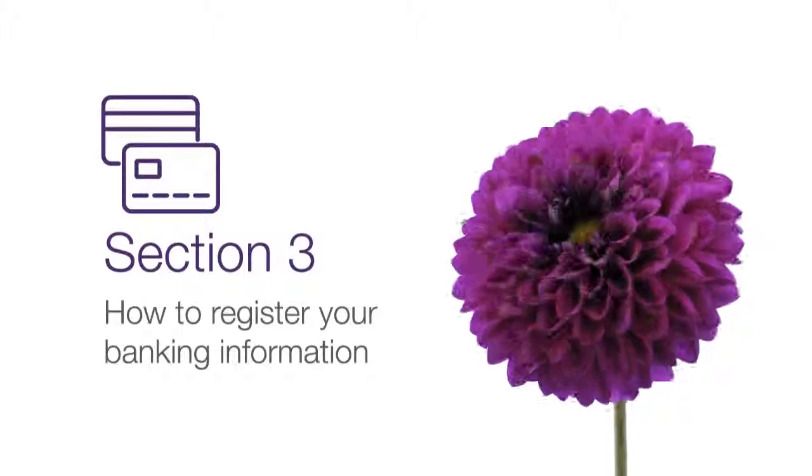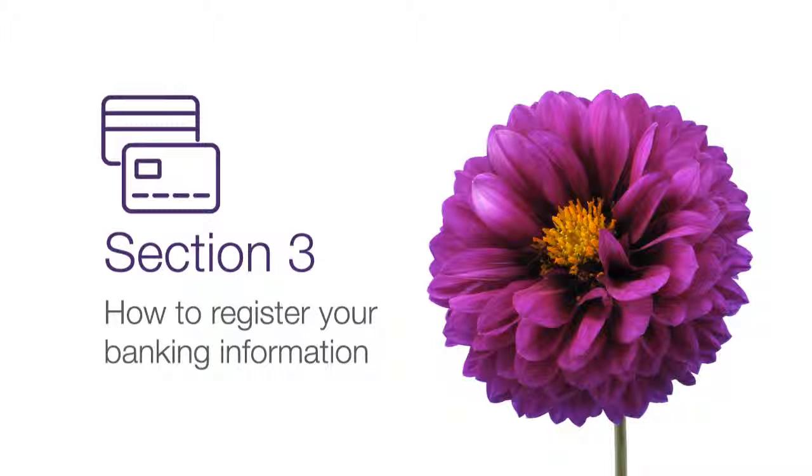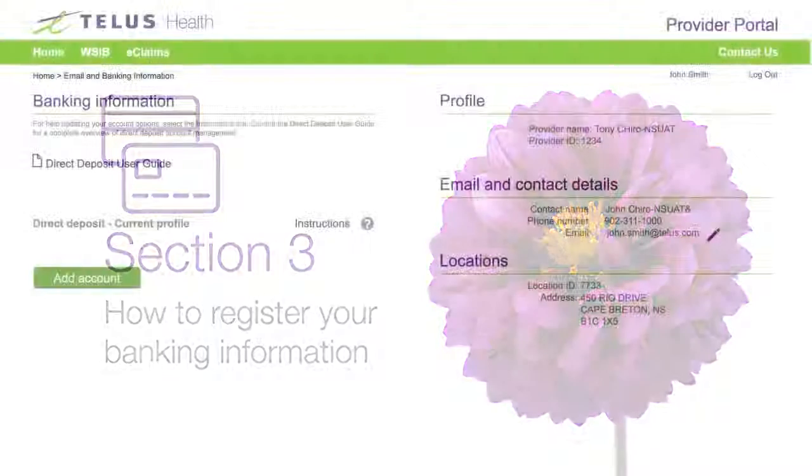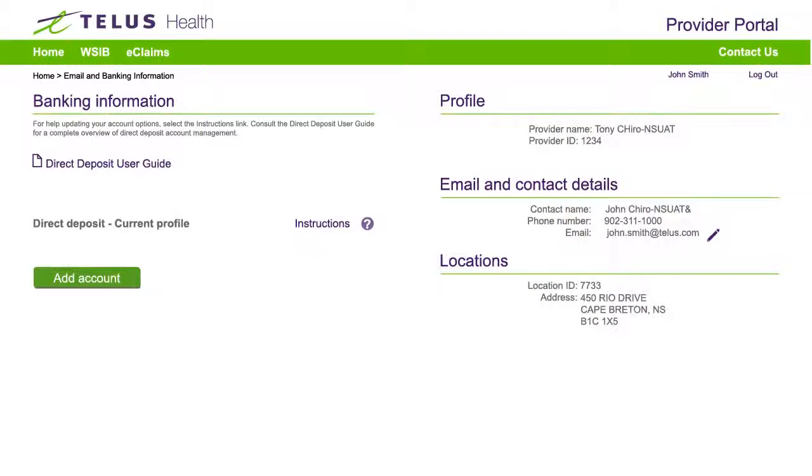Section 3. How to register your banking information. To receive electronic payments from carriers, you need to register your bank account in your profile on the eClaims portal. The registration is done in 2 stages: account setup and test deposit confirmation, which will be described in the following sections.